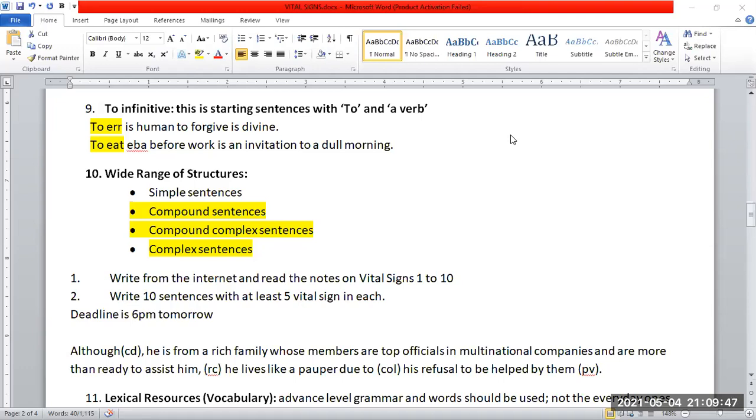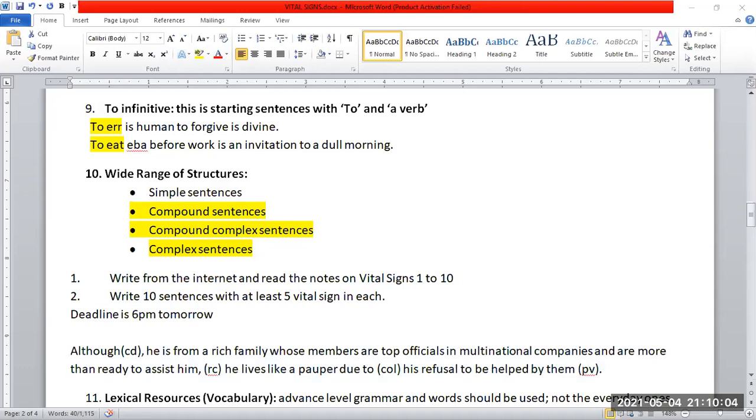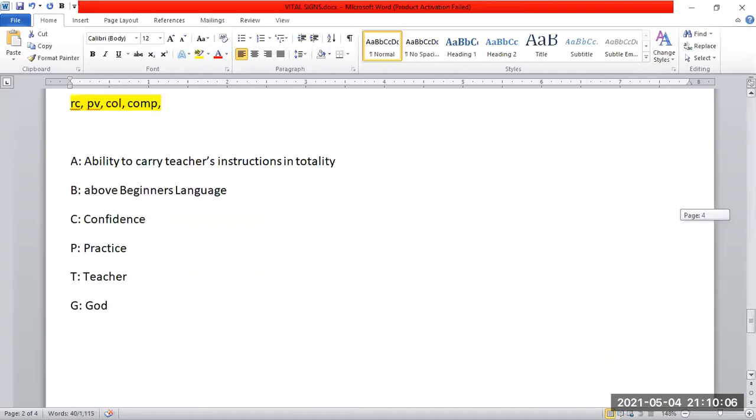All right. So, with that, I want to say thank you very much for having me teach you, and I believe we are going to achieve great things together. Once you are a good student, you have also met a good teacher. All right. And these are my acronym for success: ability to carry out the teacher's instruction in totality. You must be above beginner's language skill. You must have confidence in yourself and confidence in the teacher. You must do a lot of practice. There's no two way about it, and you must have a good teacher.